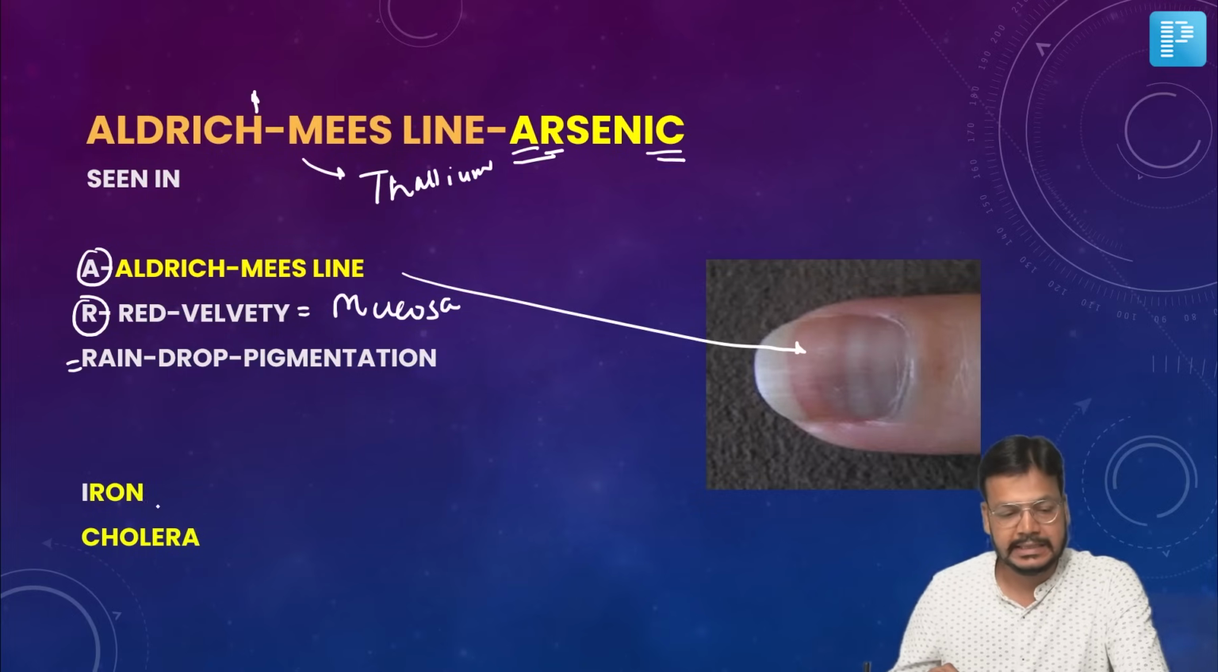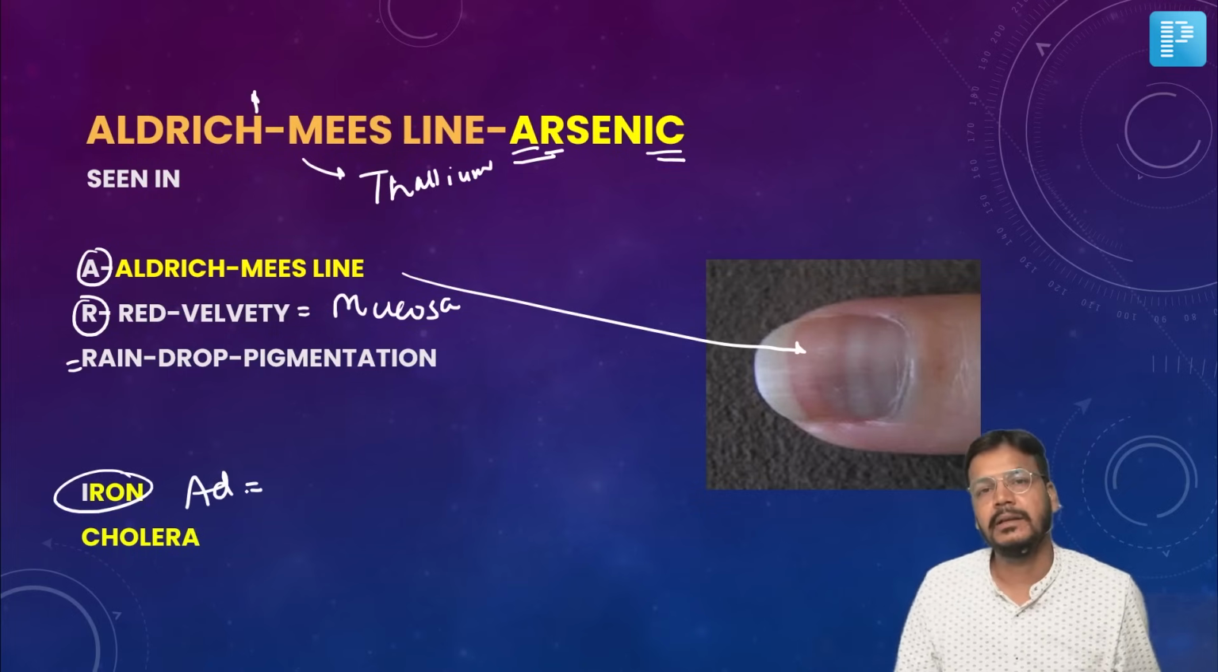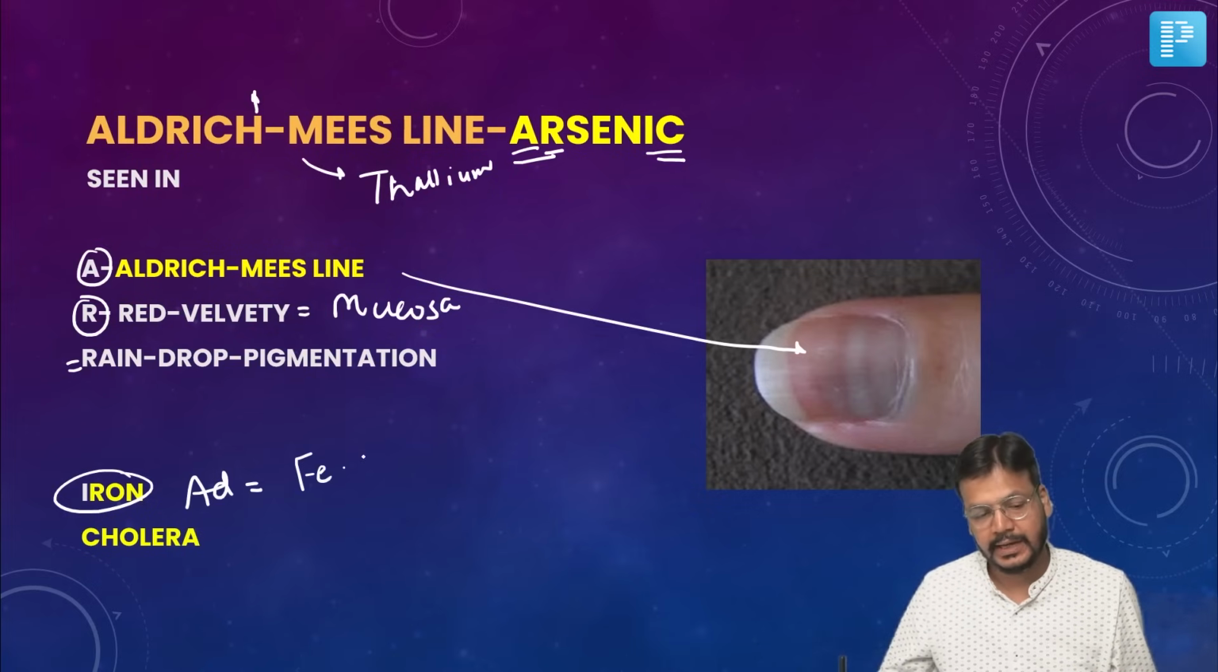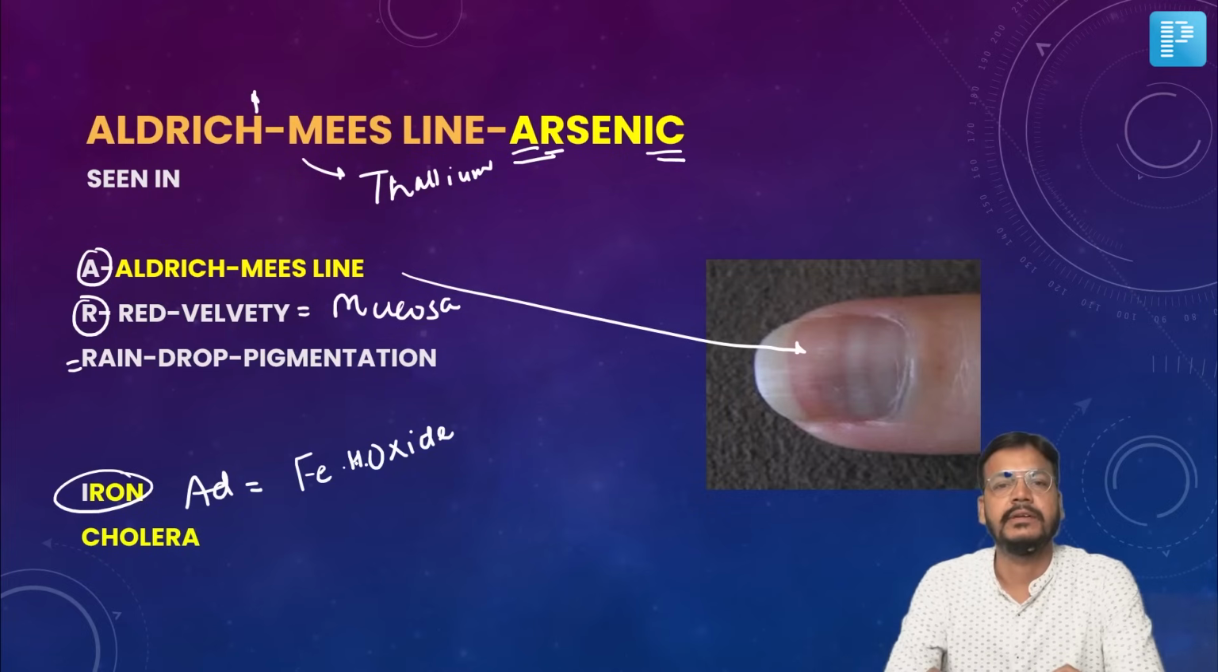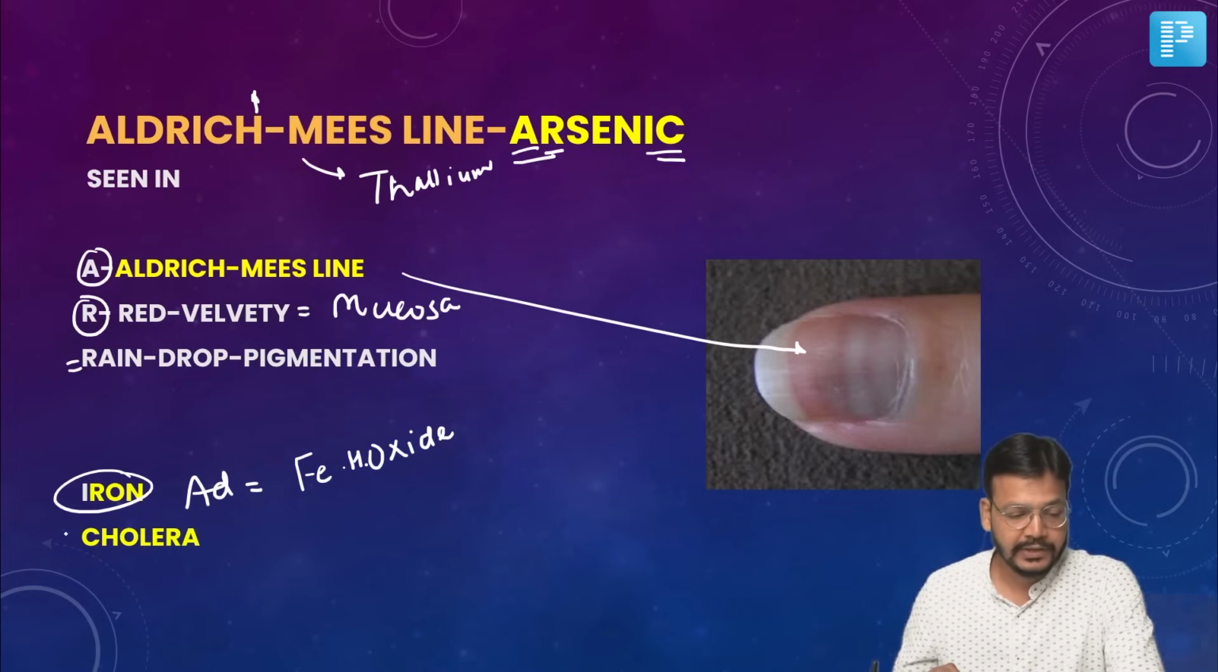The last two are IC. I, the antidote of arsenic contains iron, that is ferric hydroxide. Ferric hydroxide. Hydrated ferric oxide. Arsenic looks like a disease, that is cholera. That is cholera.